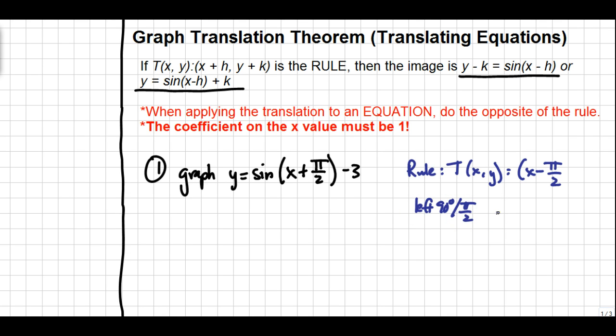The other number that's in the equation is a minus 3. If I brought that minus 3 back over to where the y would be, it would be y plus 3 in the equation. So when I write the rule from this equation, it's got to be the opposite of what I see. So it says y plus 3 now in the equation, so that means in the rule it's got to be y minus 3. If we think about what that's going to do to the graph, it's going to shift it down 3.